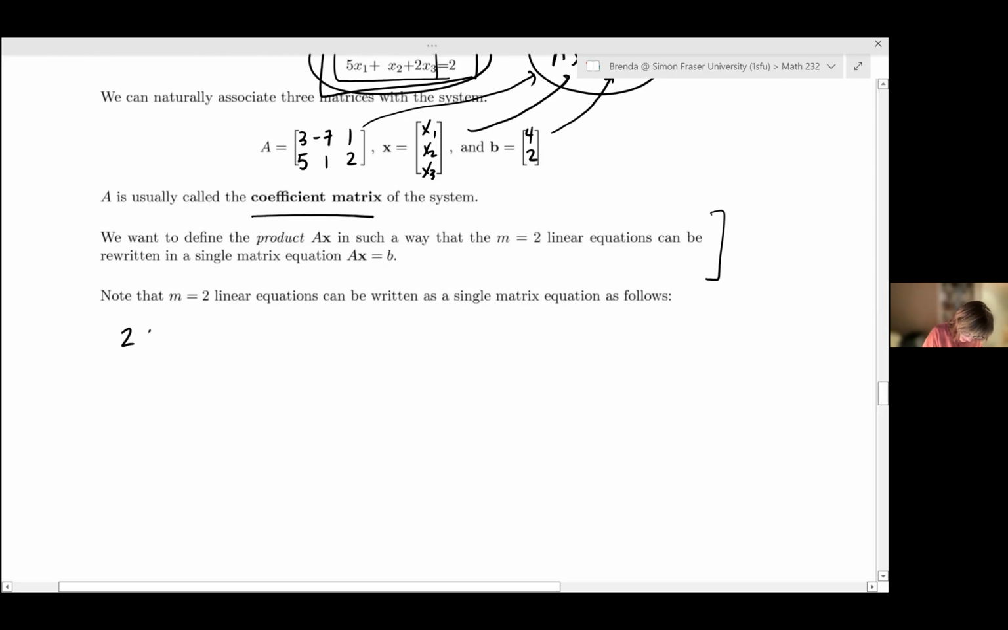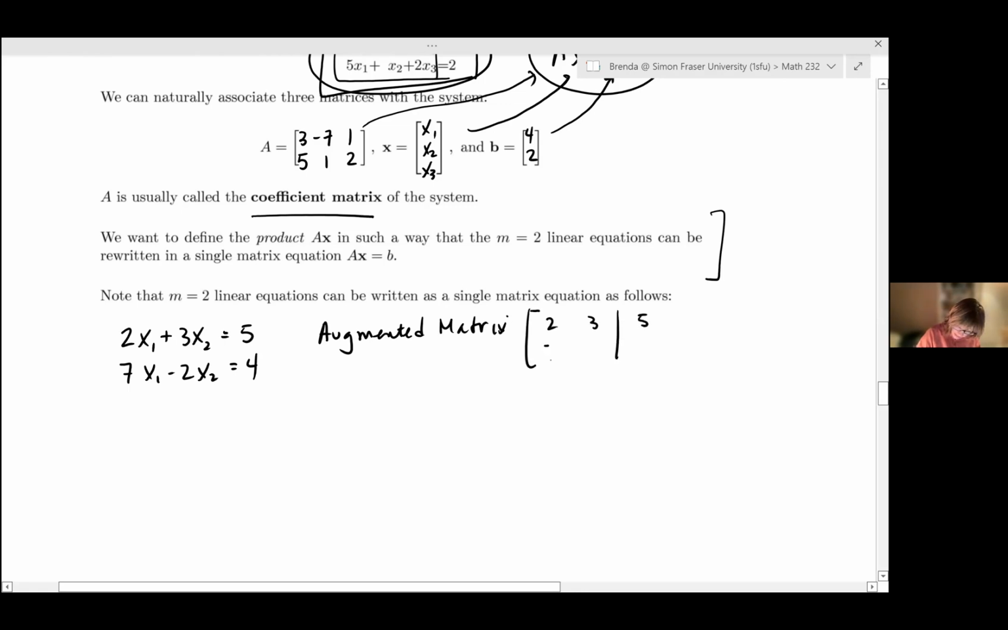Okay, so let's just take an example here, the smallest possible example. Here's two equations, two unknowns. As we've learned from before, the augmented matrix looks like this: 2, 3, 5, 7, minus 2, 4. And we, of course, can solve this system by using Gaussian elimination on the augmented matrix.